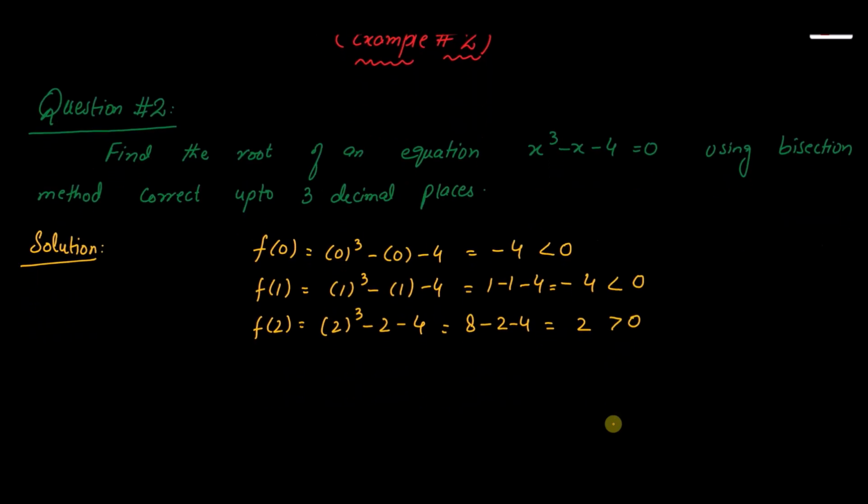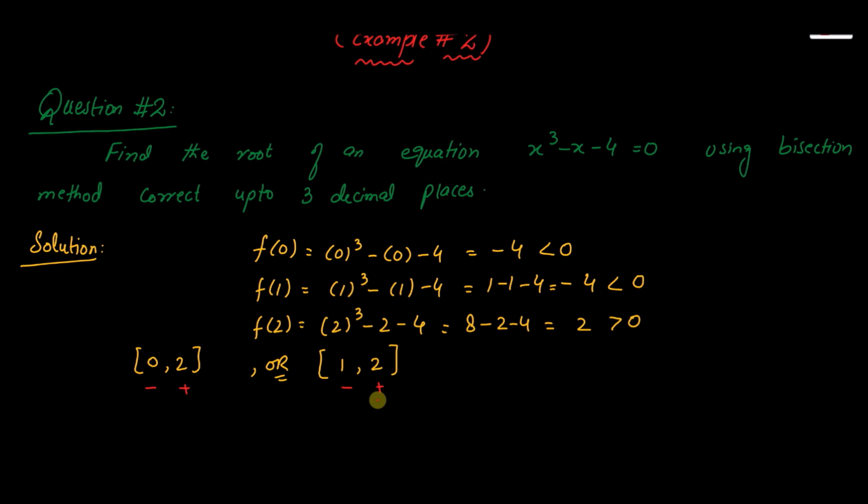Now we have two options. Number one is that we choose 0 and 2 as an interval. The second option is that we choose 1 and 2 as an interval, as initial guesses actually. On the first, 0 gives us a negative value and 2 a positive value, and here we have negative and positive as well. So it means that the root is bracketed. There is one root that lies in the interval.